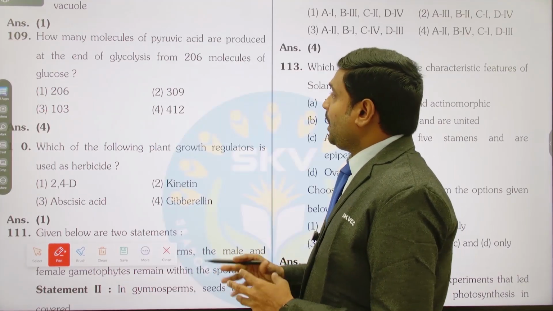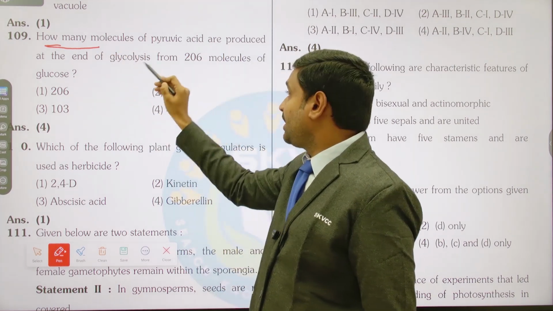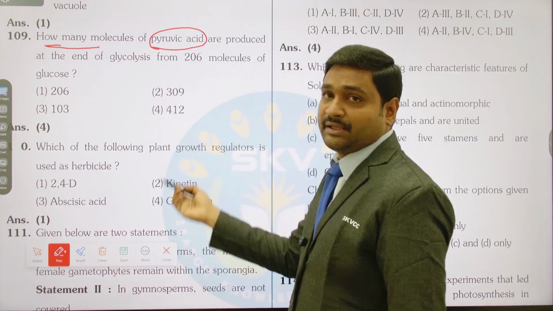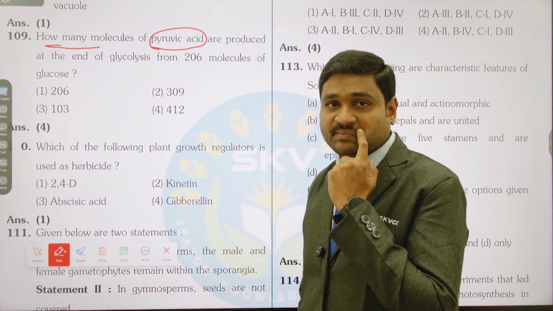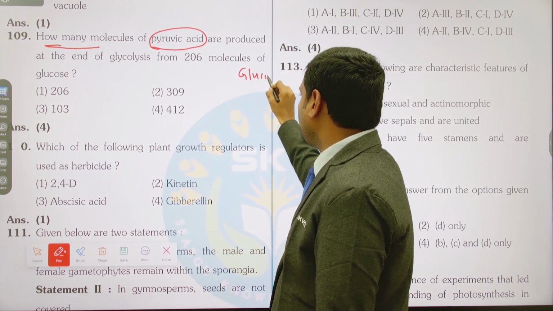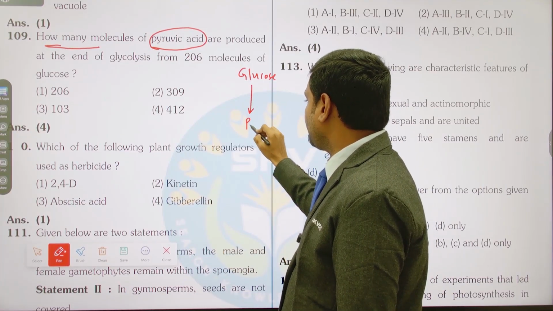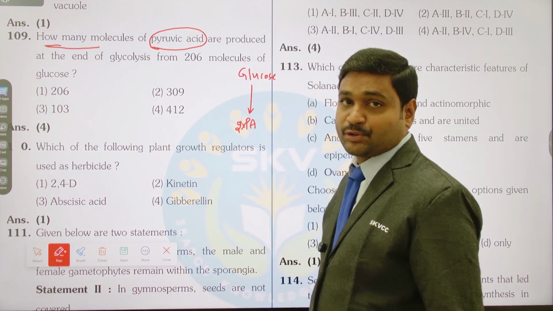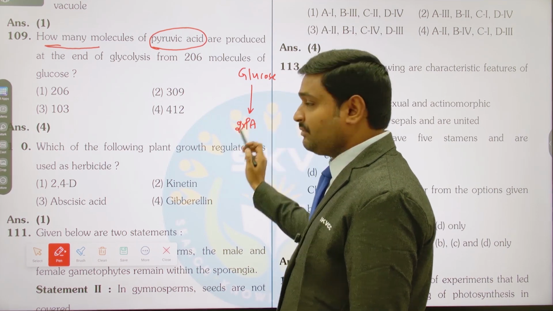Next question: how many molecules of pyruvic acid? You know, pyruvic acid is the end product of glycolysis. You already studied this in respiration in plants. Glucose finally produces pyruvic acid. It produces 2 molecules of pyruvic acid. So you should always remember 2 molecules.